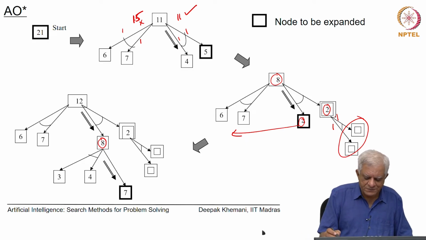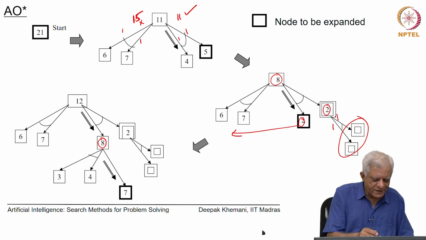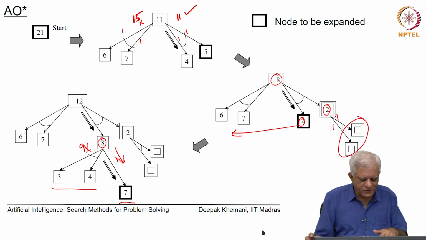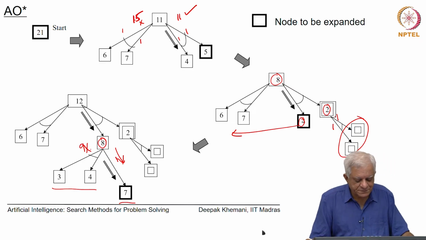So, this node can be solved in two ways. One is with two children 3 and 4, the other is with one child 7. So, 7 plus 1 is 8 and that is what is reflected here. So, this is the best choice as marked here. This would have been 3 plus 4, 7, plus 2, 9, but 9 would not be selected. So, 7 is the best choice to be marked here.